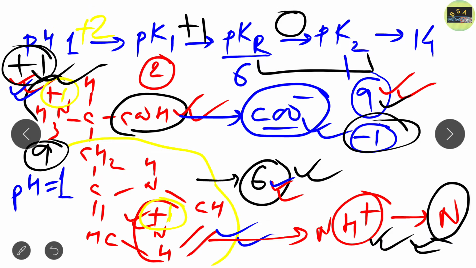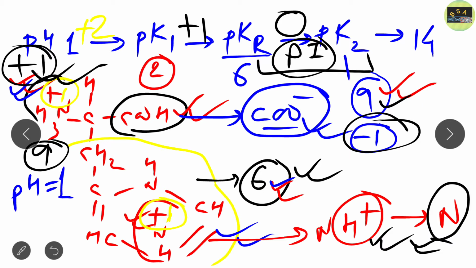So for a basic amino acid with an ionizable side chain, the formula is pKr plus pK2. Clear? Because this point is the pI, or you can say the isoelectric point, because here the charge becomes neutral.